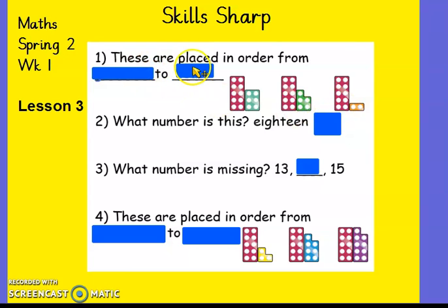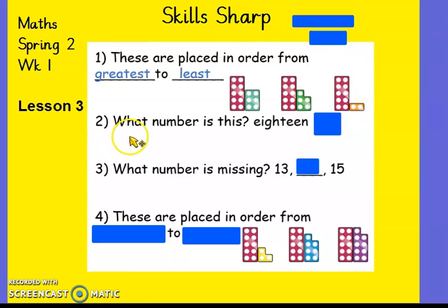So let's start with our skills chart this morning. It says these are placed in order from the smallest, largest, what's happening. So let's have a look carefully together. How many have we got in each one? Got 10 and 6, that's 16. 10 and 5, so that's 15. 10 and 2, so that's 12. So we're starting with greatest and we're going down to smallest, least. Okay, so greatest, middle, least.